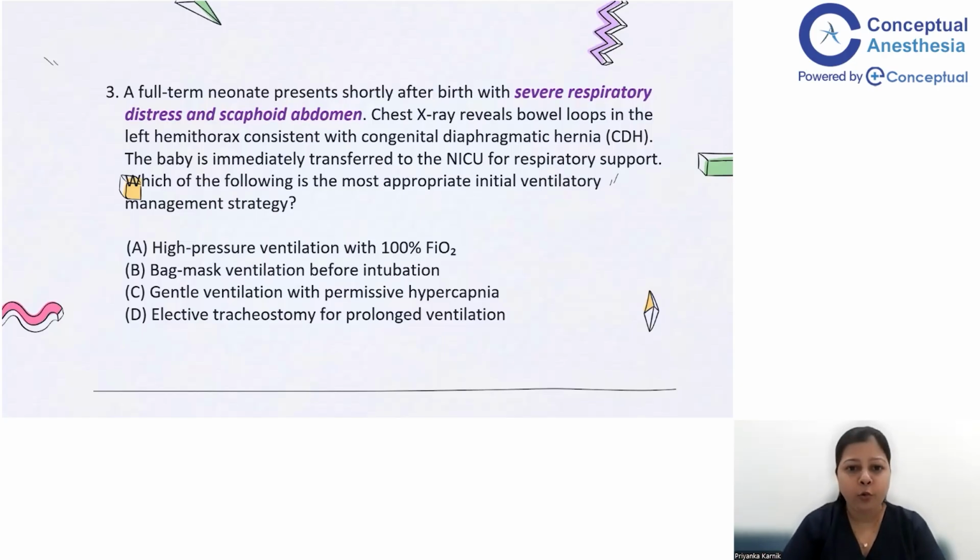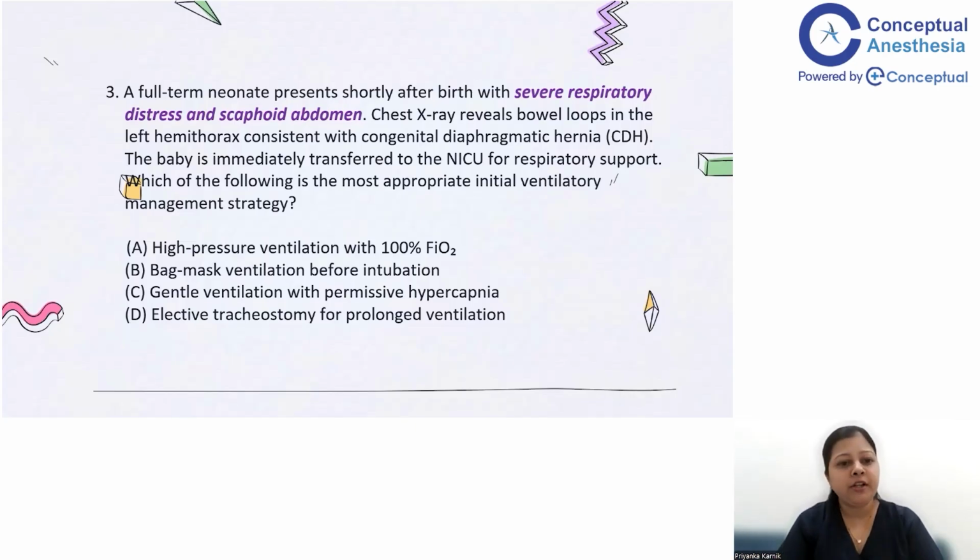Now we know over here that the baby has CDH. In CDH the bowel loops are in the thorax because there is a defect in the diaphragm. So if you try to bag mask ventilate the patient, the bowel is going to get further dilated, and it's going to further put pressure on the lungs and cause respiratory insufficiency. So that is why we will rule out all the other options.